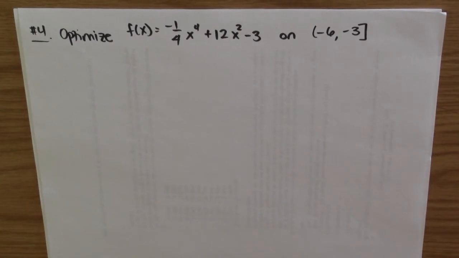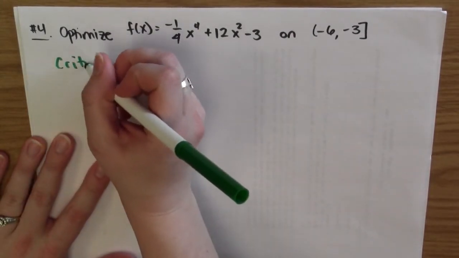Finally, let's optimize the function f of x is equal to negative 1/4 x to the 4th plus 12x squared minus 3 on the interval from open negative 6 to closed negative 3. Okay, so we're going to pull out all the stops here and talk about what's going on. So let's first try to find the critical points.